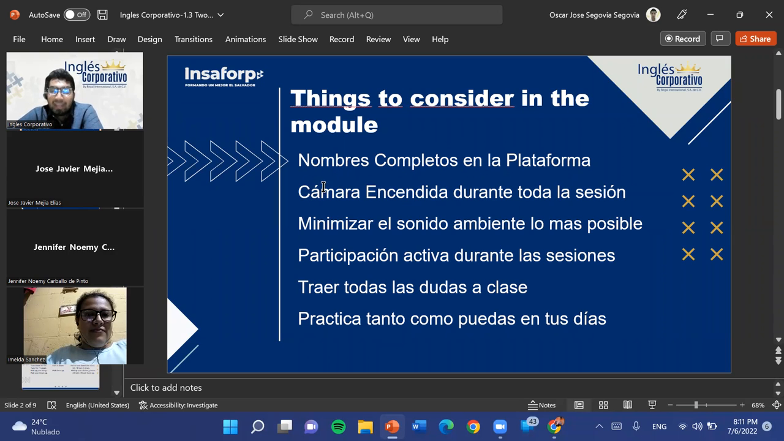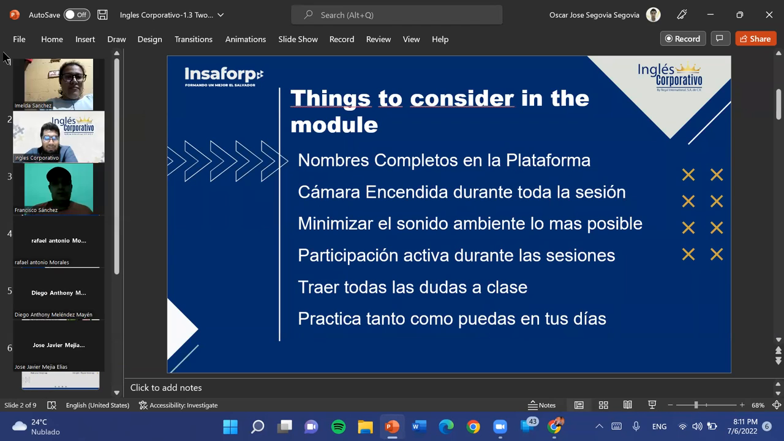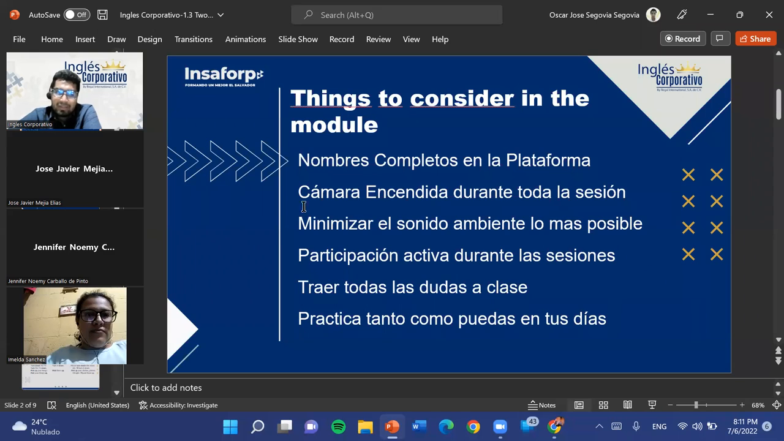Another thing is the camera. I noticed that many of you guys are shy and are keeping your cameras off. We need to have our cameras on. Not only for Corporativo, not only for me, but this is important for many of us. It is important for me to see how you guys interact with me, how you guys actually develop when you're speaking. So your cameras are always going to be a plus and basically mandatory to some extent. So cameras on during the whole session.